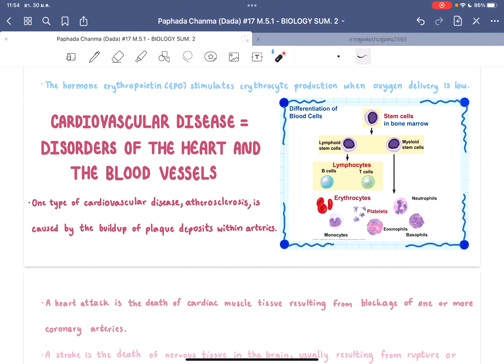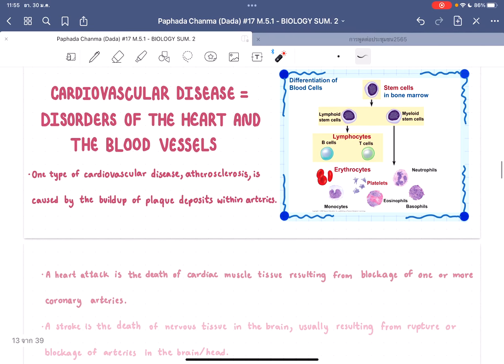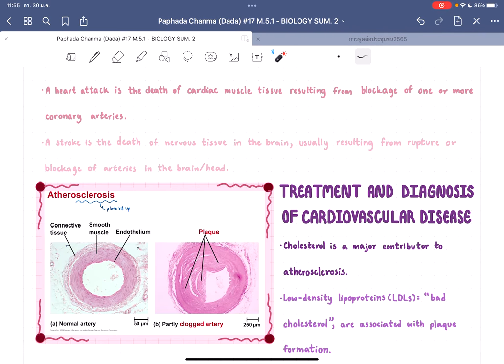Cardiovascular disease refers to disorders of the heart and the blood vessels. One type of cardiovascular disease, atherosclerosis, is caused by the buildup of plaque deposits within arteries. A heart attack is the death of cardiac muscle tissue resulting from blockage of one or more coronary arteries. A stroke is the death of nervous tissue in the brain, usually resulting from rupture or blockage of an artery in the brain or head. Atherosclerosis. This is the picture.